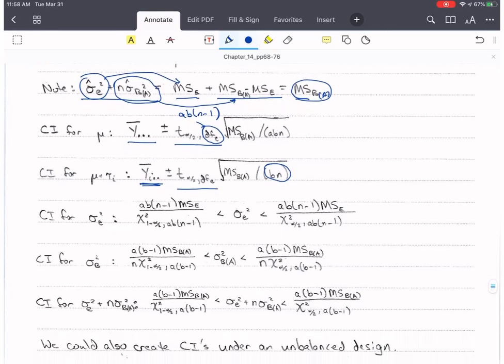Now let's talk about the confidence intervals for these variance components. For sigma squared E, we have the formula, if you will, for a variance confidence interval. We have the numerator, and in this case it's A B (n minus 1), that's the degrees of freedom, times MSE. I want to remind you that MSE is equal to SSE divided by the degrees of freedom for the error.